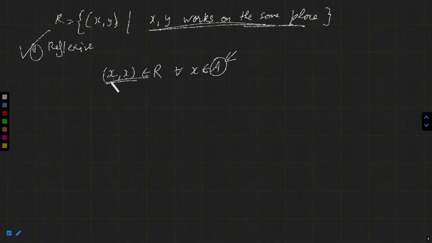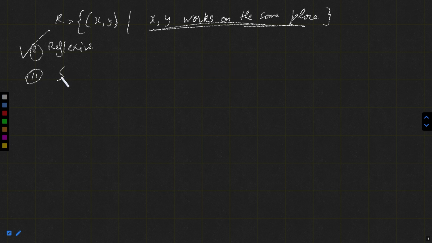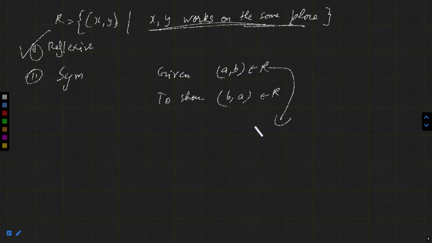Let's check the symmetricity. In a symmetric relation, what are we given? If (a, b) belongs to R, then we need to show that (b, a) also belongs to R. So here we are given that (a, b) belongs to R.